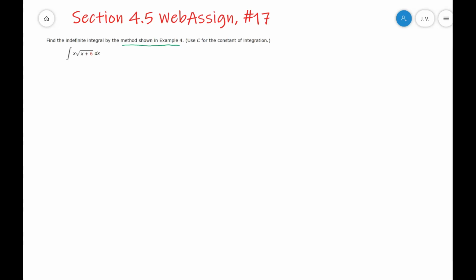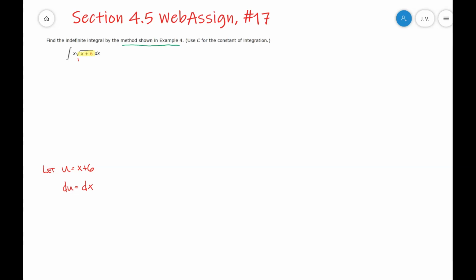So let's go ahead and start by letting u equal x plus 6. Why did I choose x plus 6? Because that's the inside piece of that function right there. So I go ahead and differentiate here, and I get du equals dx. And now I want to go back to the integral and see where we're at.